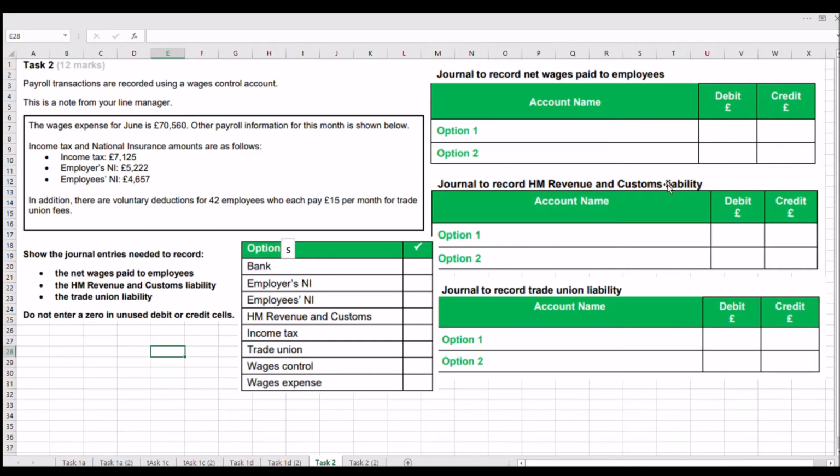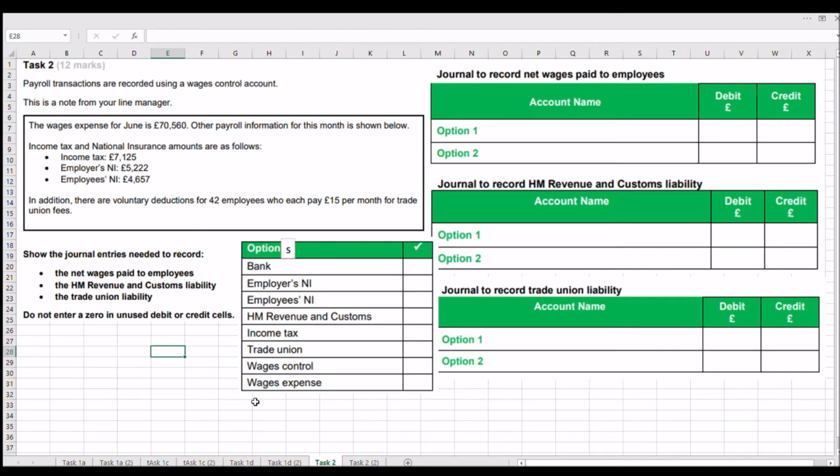So we have a wages control question here. We got some information here about the expenditure that's going on. You've got 3 journals to produce, and then you've got some options here in terms of filling in the names really and creating the debits and credits.